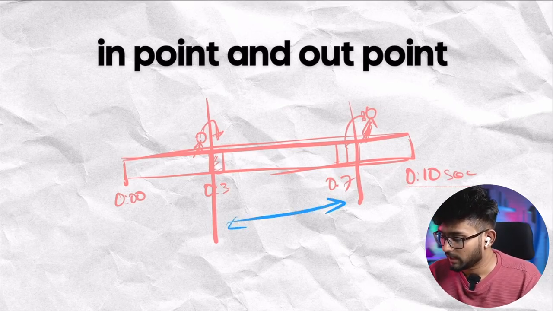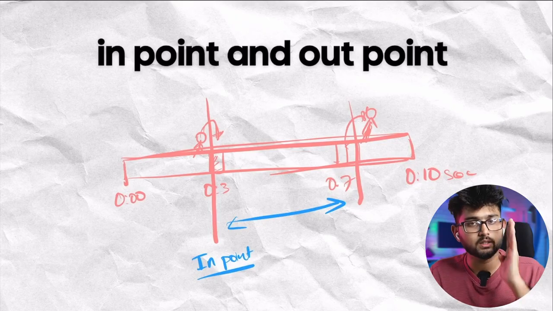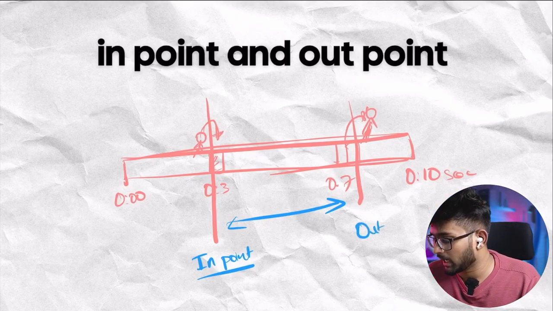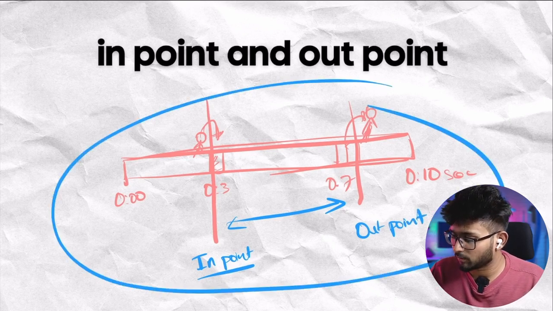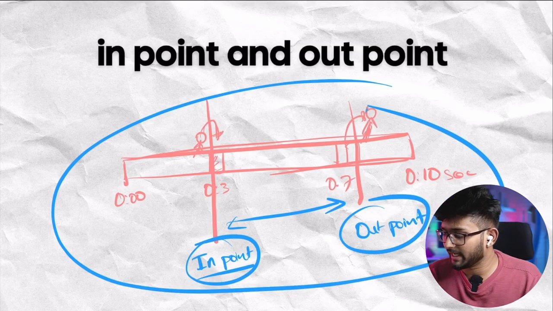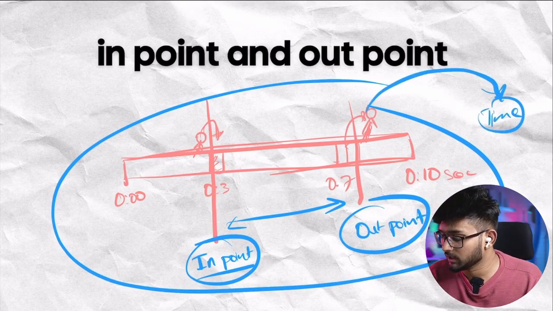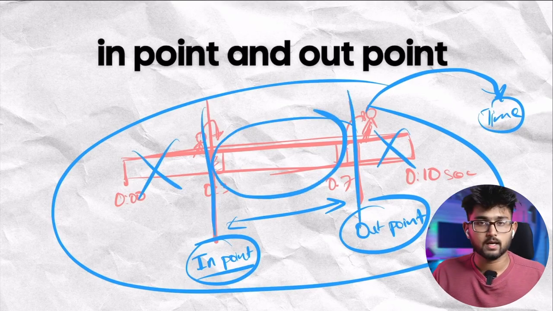So what I'll do, I'll mark this as in point, which is the point where the video is going to start. And I'll mark this as out point. When I import this, after I mark the in point and out point, and get it inside the timeline, what I'll actually be able to see is just this part, not the entire part, not the other part. Okay? I'll show you how to do it.